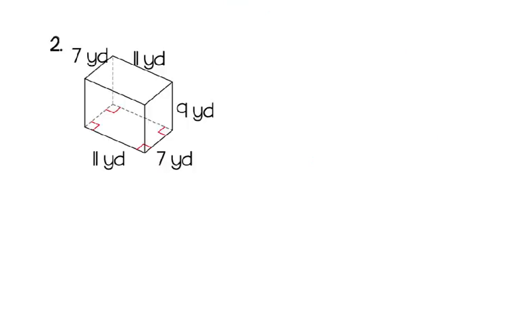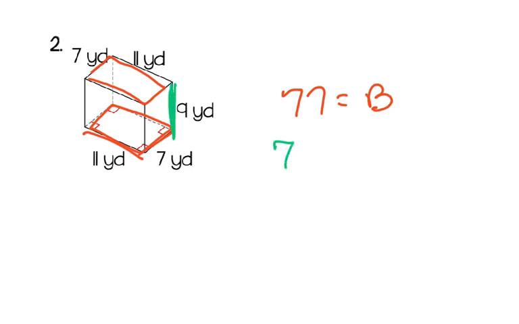Okay, number 2, this is a right rectangular prism, and it's rectangular because the bases are rectangles. So what I'm going to do is find the area of the rectangle, the base, and that's going to be 11 by 7, so that's 77, and that's my capital B. And then how high do I stack it? I'm going to stack it 9. So 77 times 9 gives me 693, and that's going to be in yards cubed for my volume.